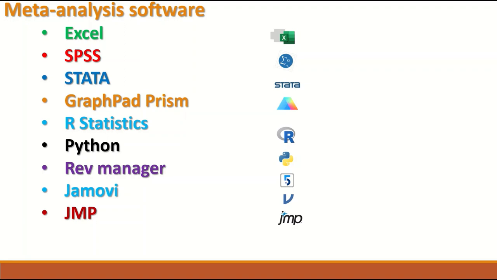RevMan is dedicated to meta-analysis. And other software includes Jamovi and JASP. So there are several software packages for performing and carrying out the meta-analysis of data after doing a systematic literature review based on a standard or specified criteria, drawn in a chart which is called PRISMA.